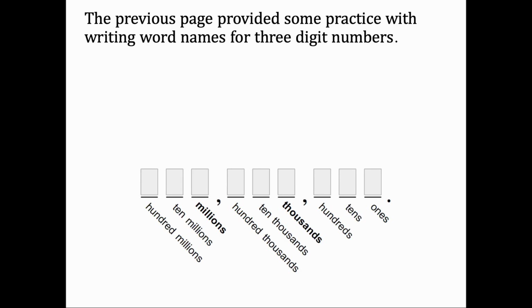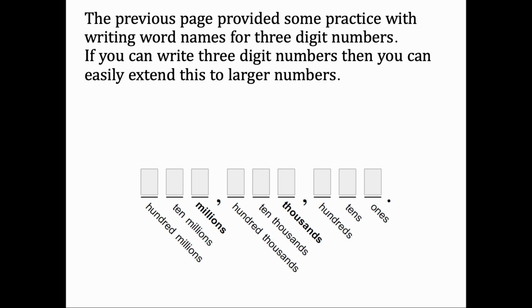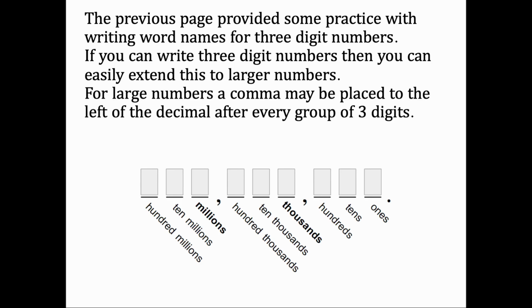The previous page provided some practice with writing word names for 3-digit numbers. If you can write 3-digit numbers, then you can easily extend this to larger numbers. For large numbers, a comma may be placed to the left of the decimal after every 3 digits.